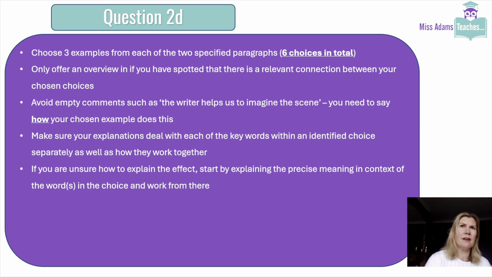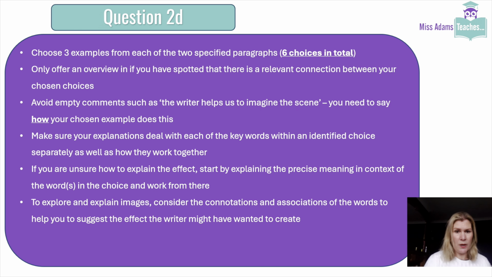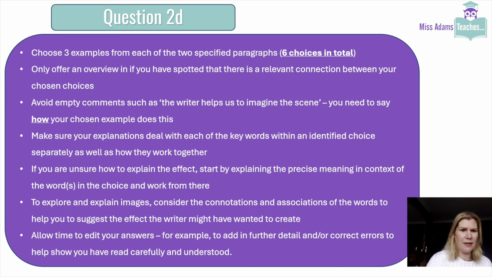If you pick a 4-word phrase and you think to yourself, well, there's an image in that, but you don't know what one of the keywords means, it's going to be very difficult for you to do this job. So make sure that you are selecting things that you feel confident with, both in imagery, but also in word meaning. And then when you're looking at images, think connotations and associations. So what does this make us think of? What do we associate with that word? What do we associate with that image to help you explain what the writer was trying to convey?